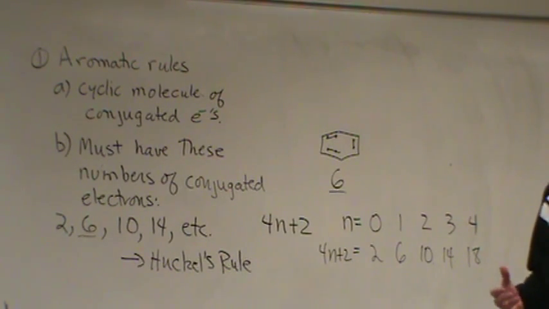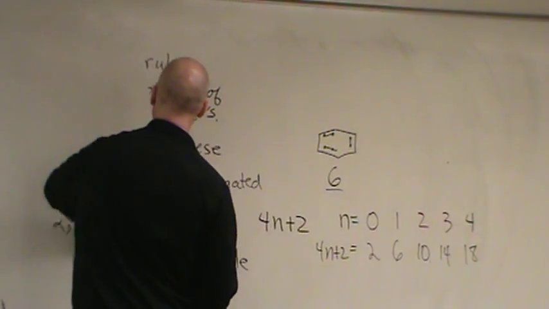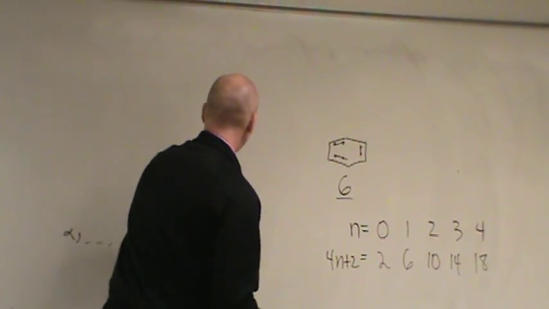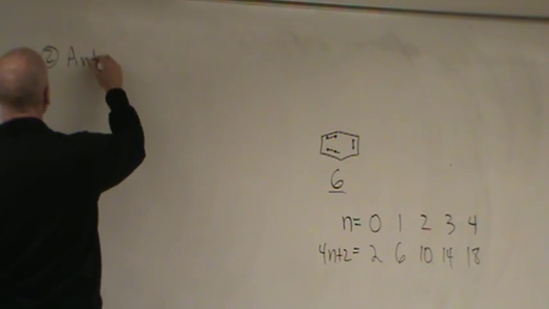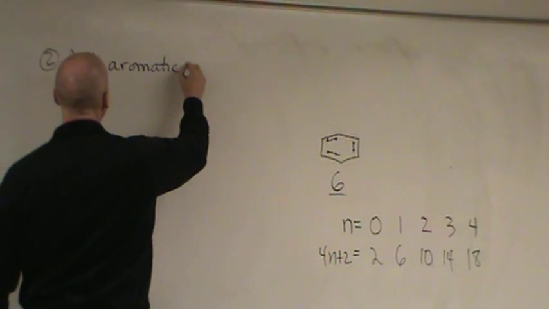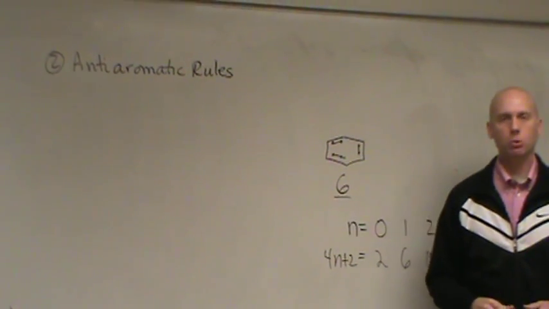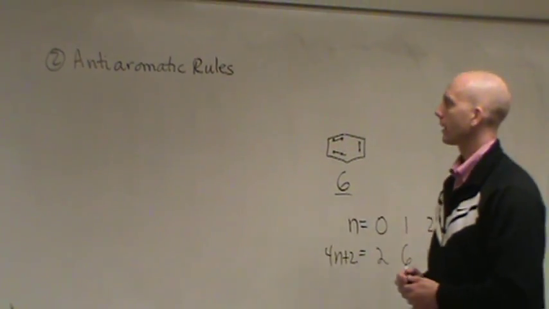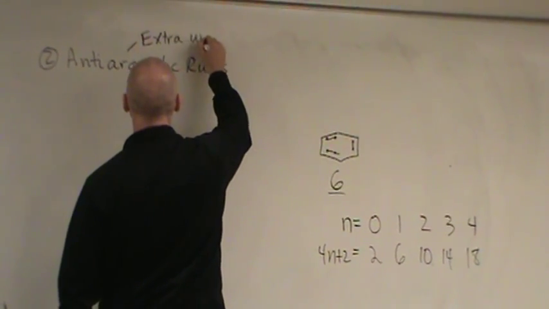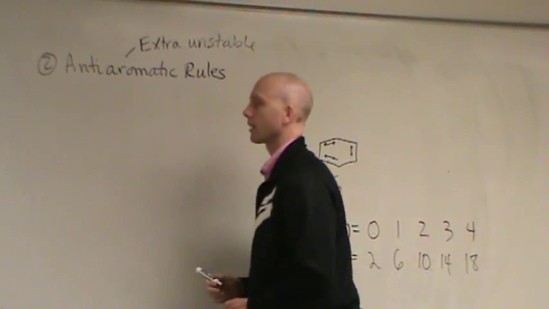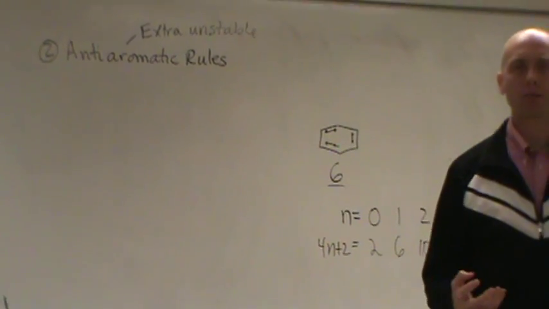Now, let's go ahead and go on to what makes something anti-aromatic. Anti-aromatic rules. You might ask, well, what does it mean if something is anti-aromatic? Well, it simply means that the molecule is extra unstable. Okay? So remember, if something is aromatic, it means that it has high resonance energy stabilization. That molecule is very, very stable.